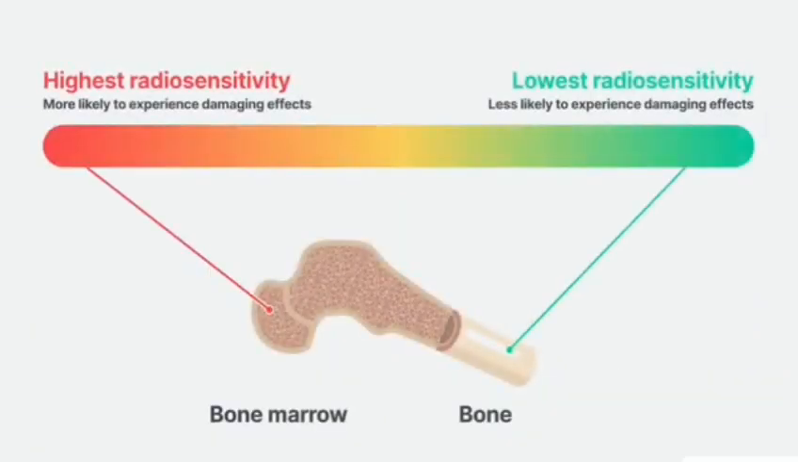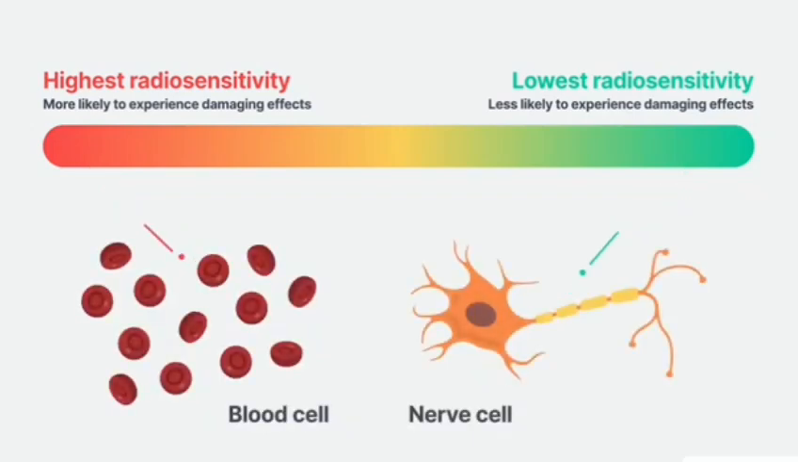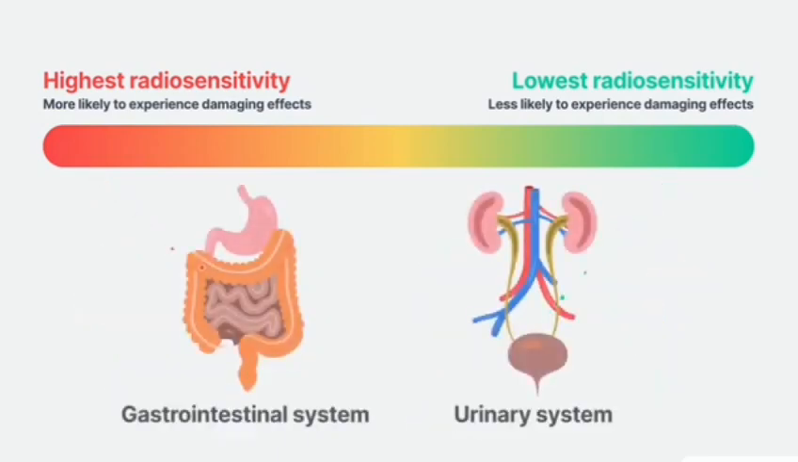Tissues in the human body have a wide range of radiosensitivity. For example, bone marrow is very radiosensitive, but bone itself, like the cortical bone, is not very radiosensitive at all. Blood cells are very sensitive to radiation, but nerve cells are not very radiosensitive. The gastrointestinal system, like the colon and stomach, is very radiosensitive, but the urinary system is not so sensitive.